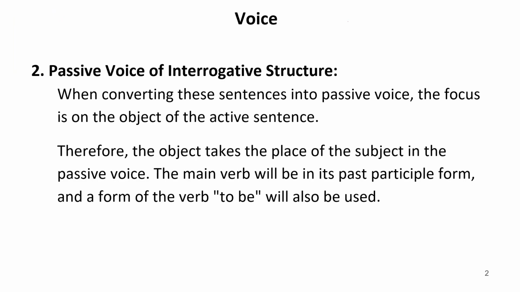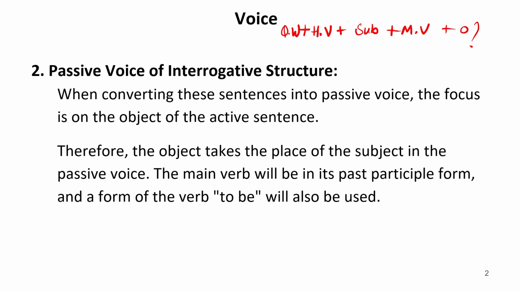First, we'll discuss the passive voice of interrogative structure. It means questions or sentences. We know well that the structure of a question sentence is: we have a helping verb, then the subject, then the main verb, then the object, and then a question mark. If we have a question word, it comes before the helping verb. So this is the basic structure of a question sentence or interrogative sentence.